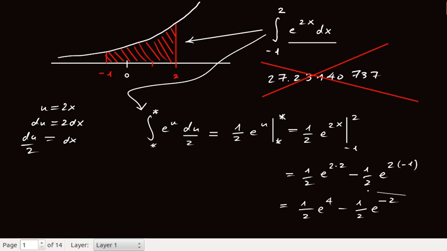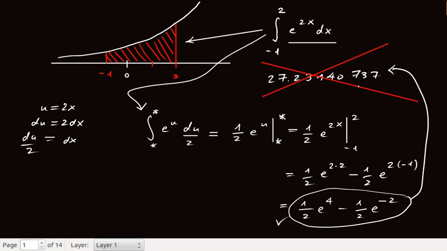That's the best you're going to do. This is what you put down on your piece of paper if asked to find the exact answer. If you were actually to evaluate e to the 4 and e to the -2 using your calculator, you get an approximation, and then this will be approximately the same as that. But it's not exactly the same. So this is the right answer. This is not correct.